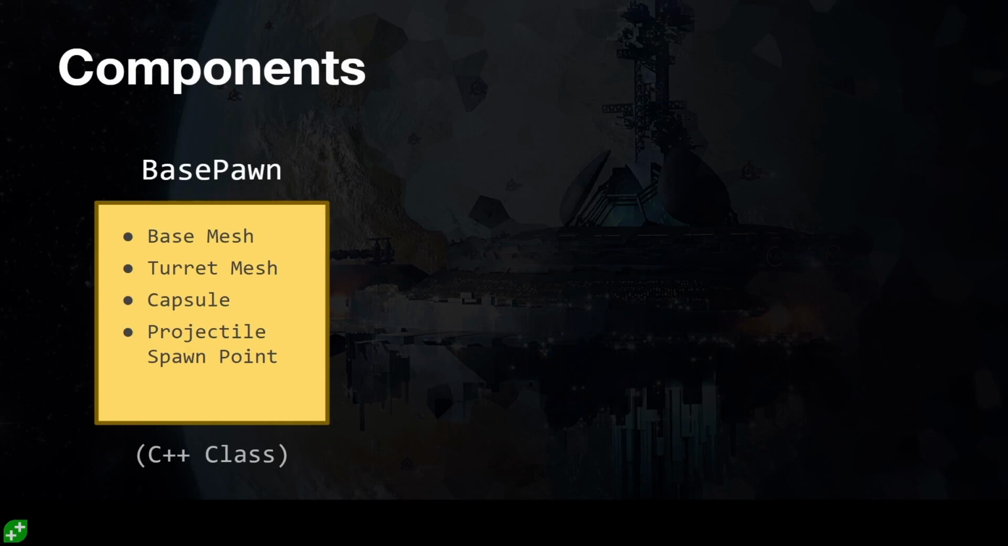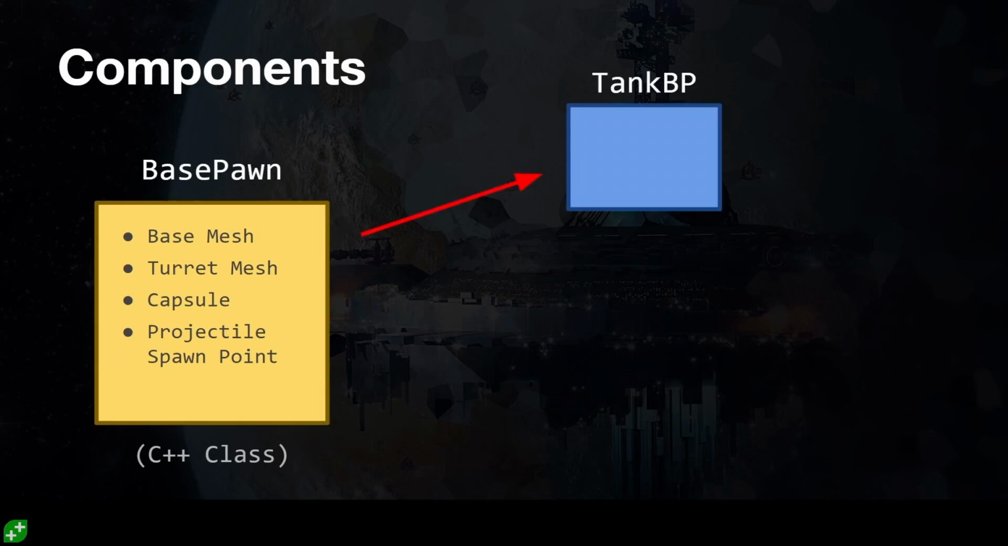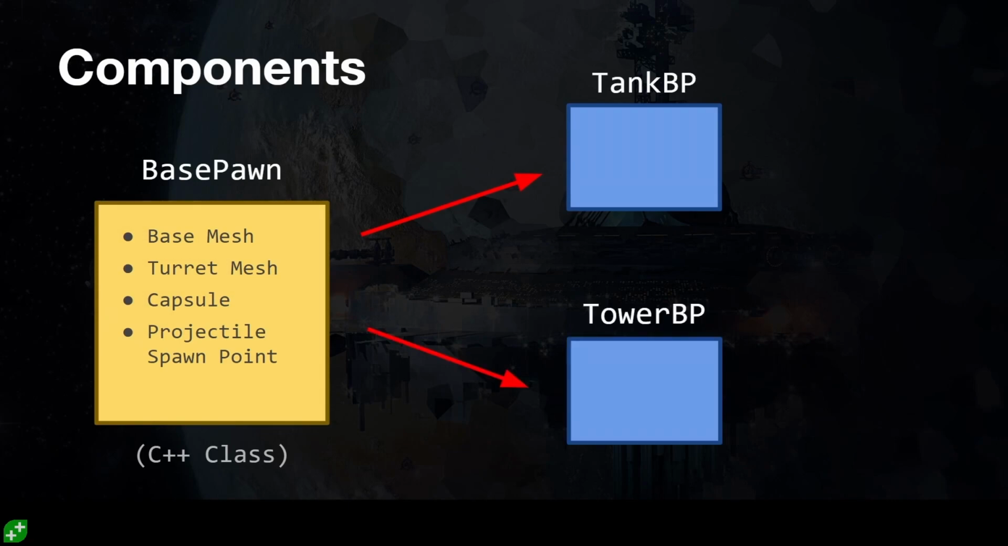Now, once we've added these things to the base pawn class, then anything that we create based on this class will inherit those things. So we could create a tank based on base pawn, and then we could go and create a tower also based on base pawn. And because they're based on base pawn, they inherit these components.